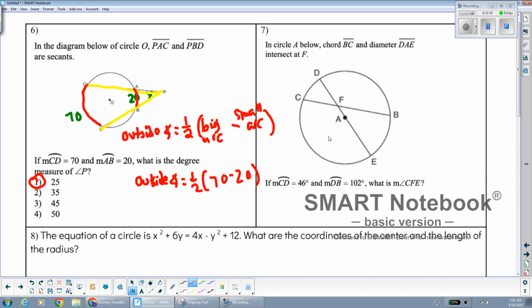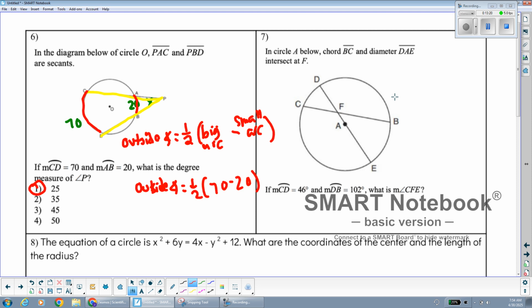For this one over here, we have intersecting chords, but we're not going to use part times part equals part times part like we did before. And the reason for that is it's not asking us to find segment lengths. If you read the question, it tells us that arc CD is 46 degrees, arc DB is 102 degrees, and we're looking for the measure of angle CFE. So we are dealing with arcs and angles here, not with segment lengths.